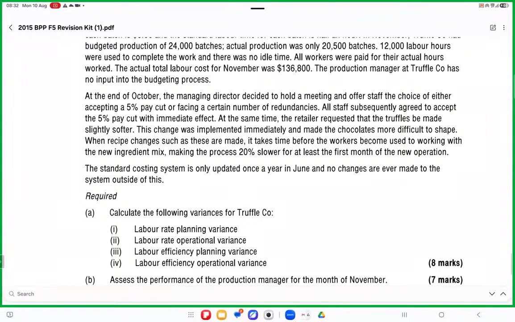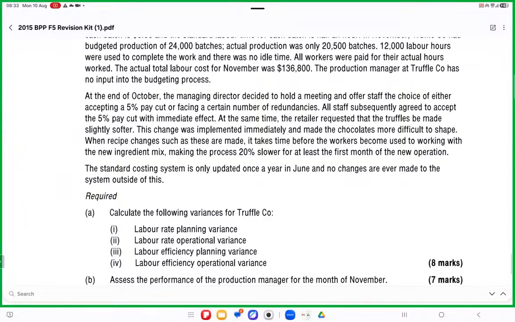The standard rate is going down by 5% because these employees have accepted a pay cut. There's a change in the standard quantity. You can see here now, not the standard quantity, but the standard hours, because this thing has become quite fluidy. It has become very, very soft, so shaping it up takes more time. So you can see the standard hours are going to increase by 20%.